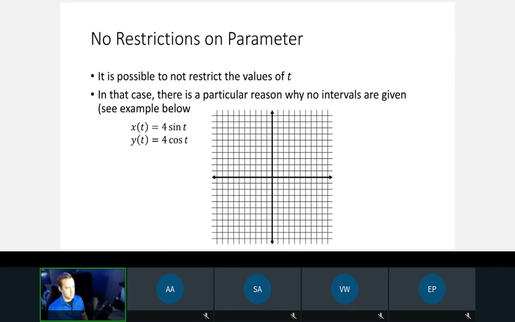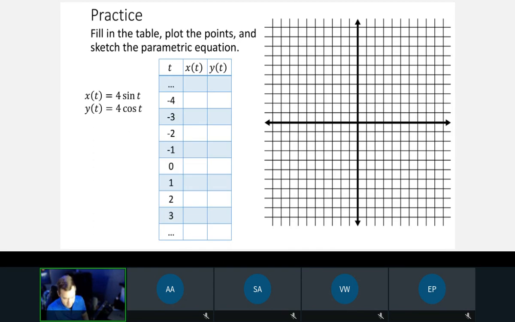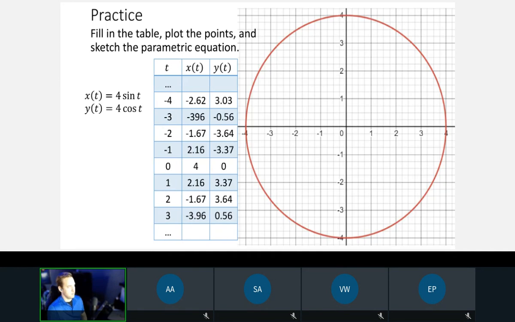All right, so let's quickly go through this one. Looks like we're running out of time. We got 12 minutes left. So just like before, we create our table. Now for this one, make sure you are in radian mode. And just like before, we're just going to plug these values in from -4.